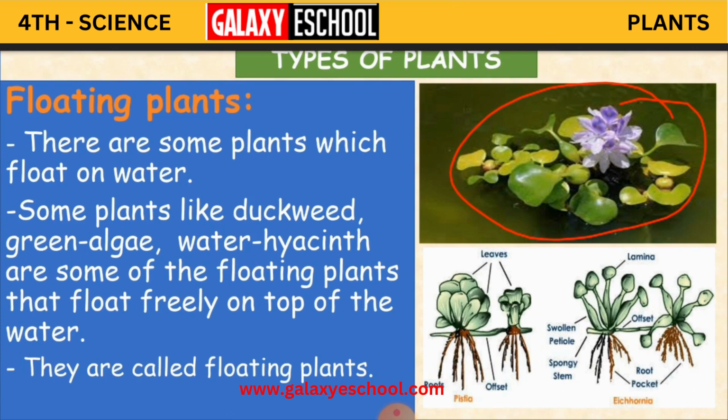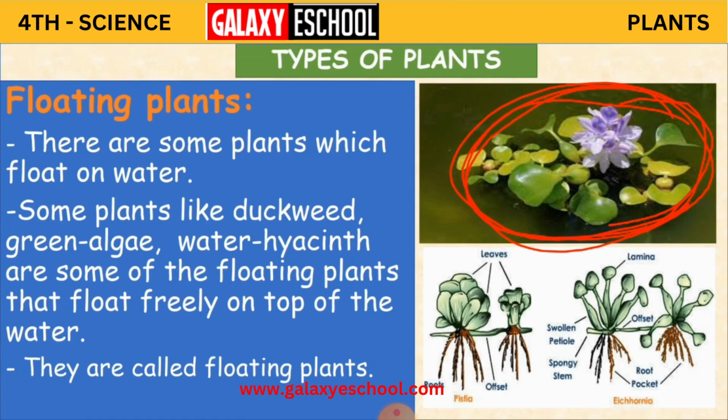Same like that, these plants float on the water. As you see in the picture, it is on the water, floating. For example, duckweed, green algae, water hyacinth. These are some types of floating plants, and they float freely on the top of the water. We are able to see very clearly that they are on the top of the water. They are called floating plants. Clear, children?